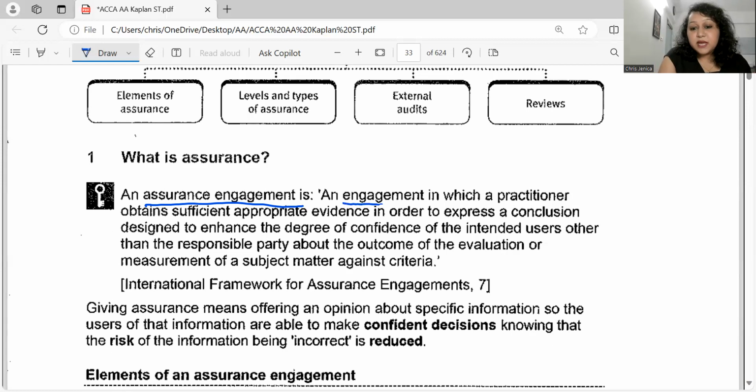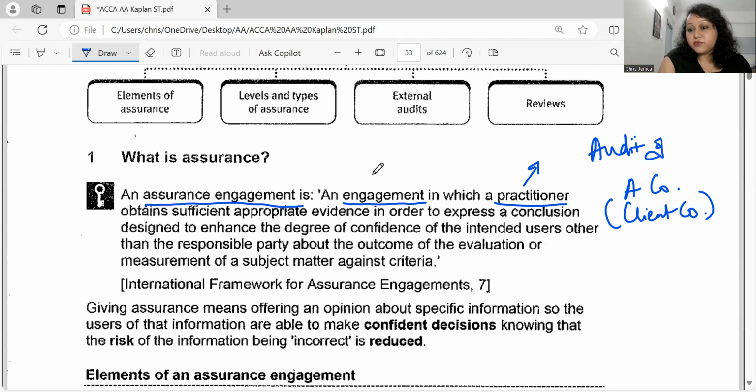So this is an engagement in which a practitioner, who is going to be a practitioner? For example, there is a company. This is going to be my client company. For example, I'm going to engage in the audit of financial statements. So this is my engagement. I'm going to audit the financial statements of a company. This is the client company, right? So if I'm going to audit the financial statements of a company, I am the auditor, right? Then I am called the practitioner.